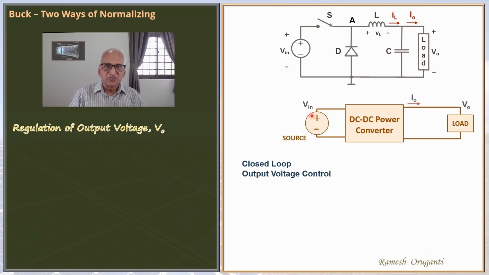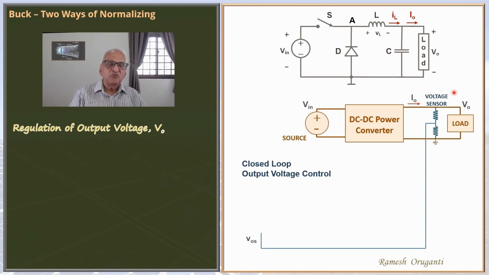In order to achieve it, first we sense the output voltage. Here, VOS is a signal voltage proportional to the output voltage V0. A simple voltage sensor made of a potential divider arrangement is shown here. You can use other arrangements also. For example, you can use a Hall effect based sensor. This output voltage signal VOS is compared with the reference VO reference and an error signal is obtained. A controller is typically used which produces a VC control voltage which will depend on the error signal.